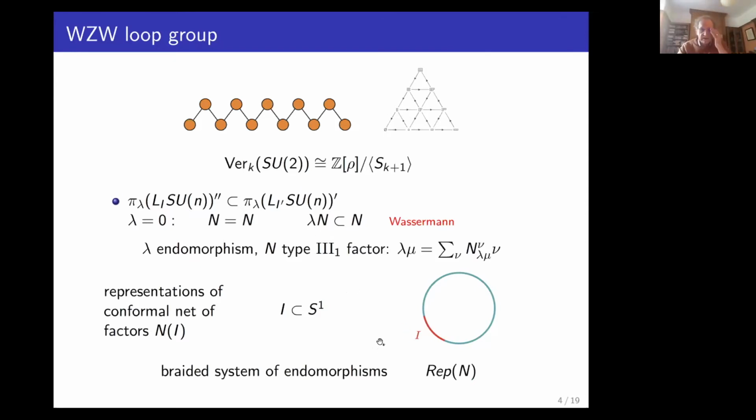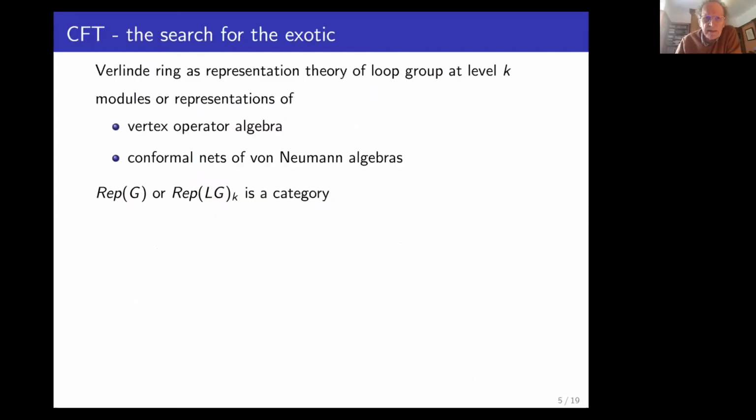And so there's then a natural question or issue. If you have an abstract braided system, if you have an abstract braided modular tensor category, can you represent it through a conformal net? In other words, can you find an underlying conformal field theory? So I'm going to look at some examples of that, but just to emphasize the language a bit better.